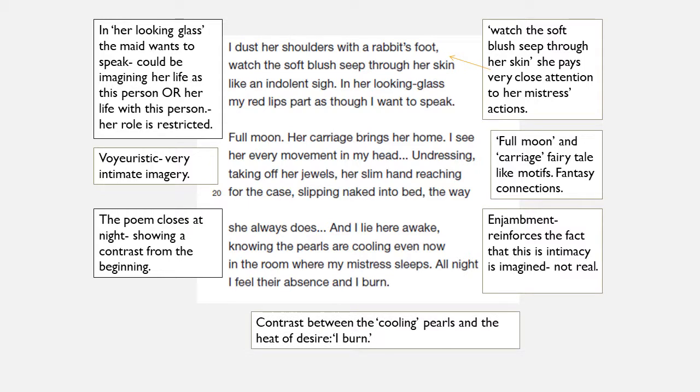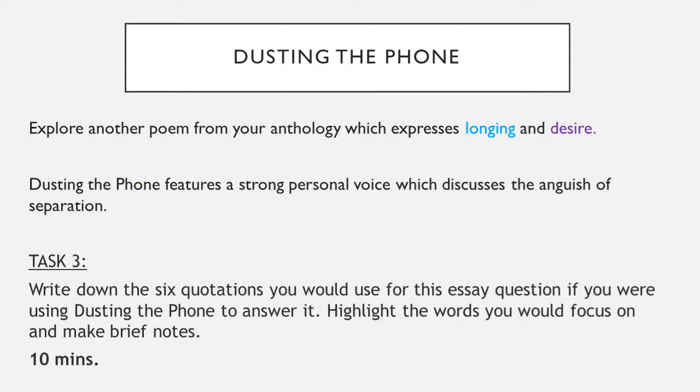And of course, you've got the contrast between the cooling pearls and the heat of desire: "I burn". And this contrast is emphasized through the placement in the poem. The last line of a poem is always significant, as is the first. So you could argue that by having that final sentence and that final word as "burn", it shows passion and potentially intense envy. Okay, so now let's look at Dusting the Phone.